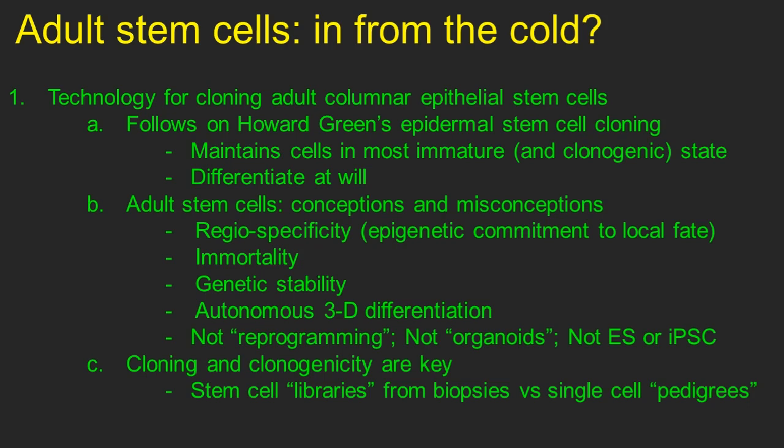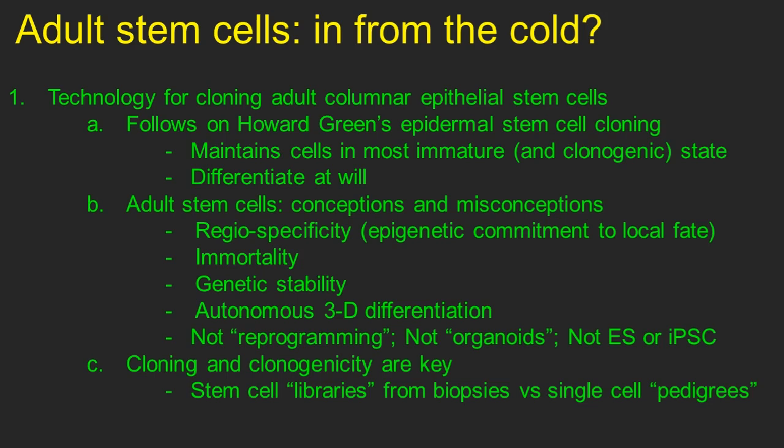So this is technology for cloning adult columnar epithelial stem cells. And this is not new technology. In fact, it's older than the generation of embryonic stem cells. It largely follows on Howard Green's epidermal stem cell cloning. And the key there was that he was able to maintain stem cells in their most immature and clonogenic state in a 2D assembly. So this is not organoids. So they're not being maintained as organoids. And yet, under different conditions, you can differentiate these at will.